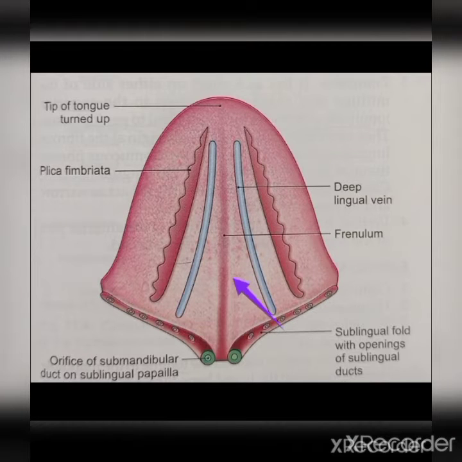On either side of the frenulum, as you can see, there is a prominence produced by the deep lingual veins. These are the deep lingual veins. More laterally, there is a fold called the plica fimbriata. As you can see over here, this is the plica fimbriata.